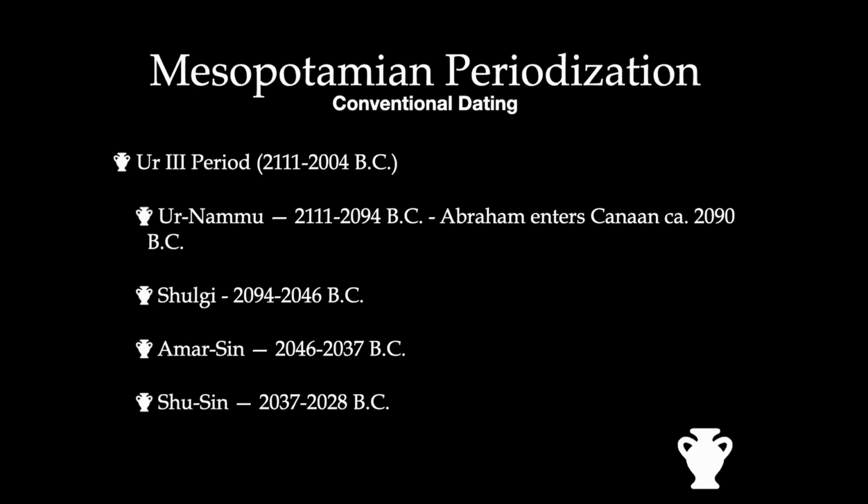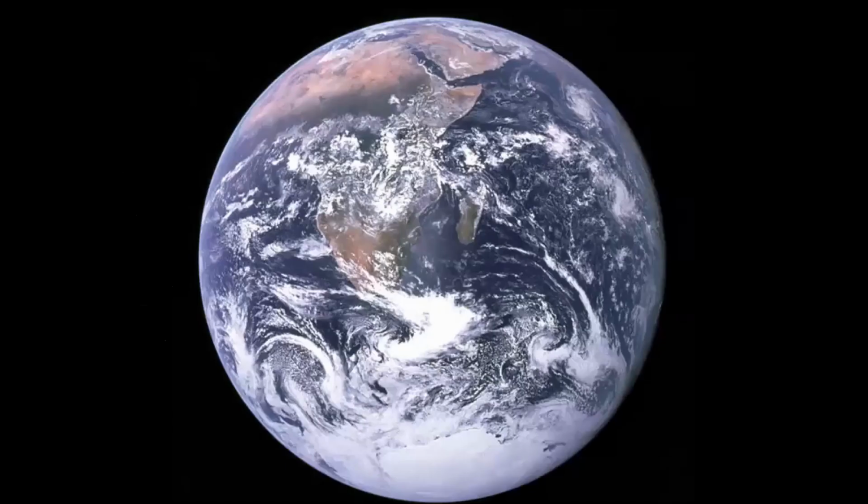A couple other names of these Ur-III period kings: Amar-Sin, and then Shu-Sin, and then Ibbi-Sin. Kind of wonder about that Sin. Of course, they don't mean sin in the same way that we do. It's interesting, their names. All right, so let's talk about the flood, and if in fact there was a flood.